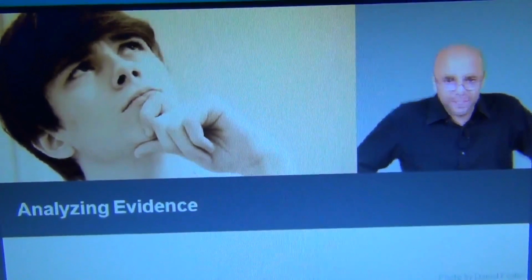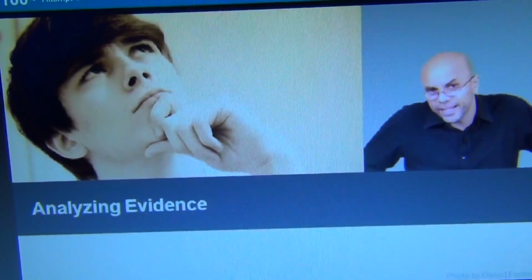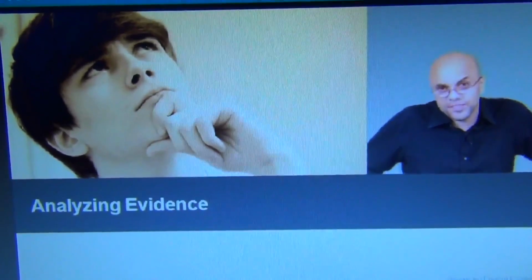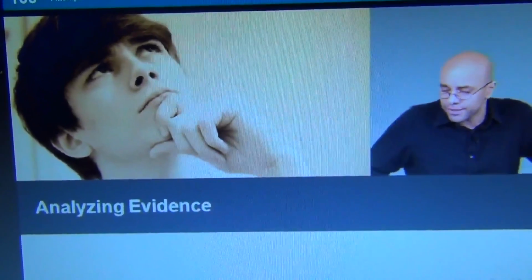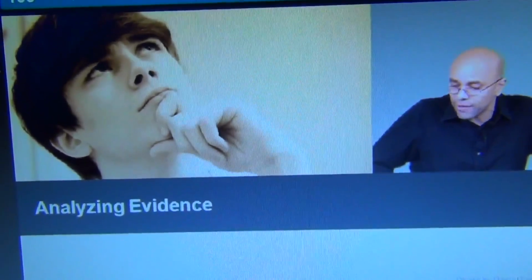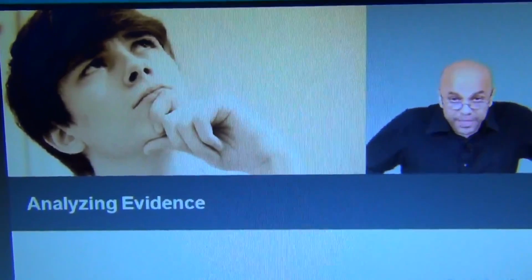Look at the picture. You see a young gentleman thinking? Are you ever confused when you hear people making conflicting statements about the same topic? Do you ever wonder, how do you tell who's the one who's correct? This lesson is about how to analyze evidence to determine if it is valid and if it should be accepted.